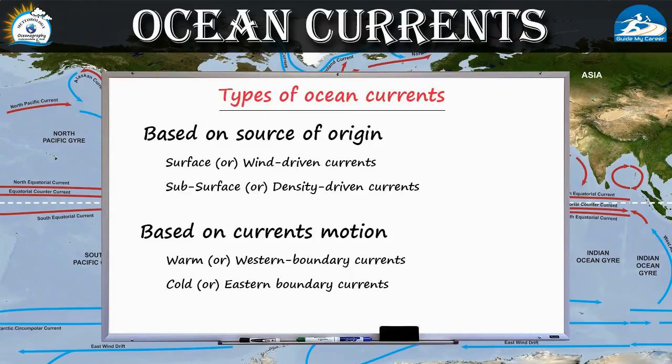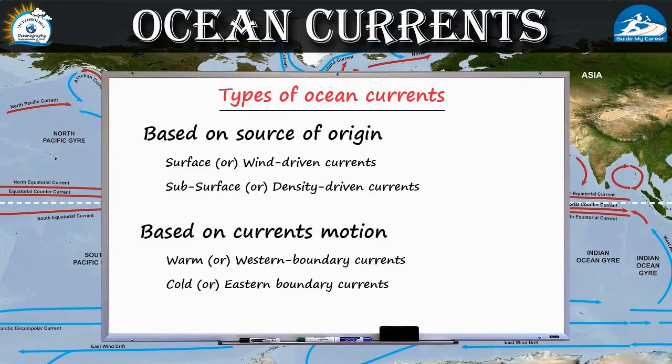Coming to the types of ocean currents, there are basically two classifications of ocean currents. The first classification is based on source of origin, and the second classification is based on the current's motion. In the first classification, source of origin means the source with which the current is forming or originating. For example, a surface current is always formed by the wind prevailing over the sea surface. So for the surface current, the driver is wind.